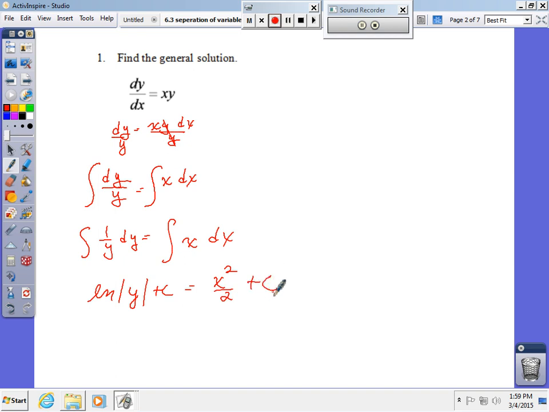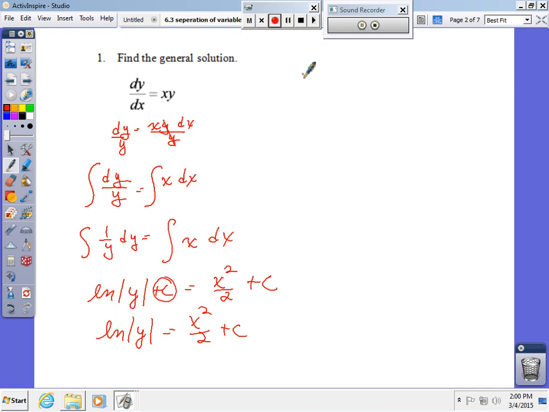Now, since I have a constant on both sides, really what you're eventually going to do is not write it on both sides. It's almost like we're going to subtract a constant, and we'll just have a constant on the right-hand side of the equation. So this is going to become ln absolute value of y equals x squared divided by 2 plus c. When you get good at these, you're not necessarily going to write that plus c there. Just going to put it on the one side.